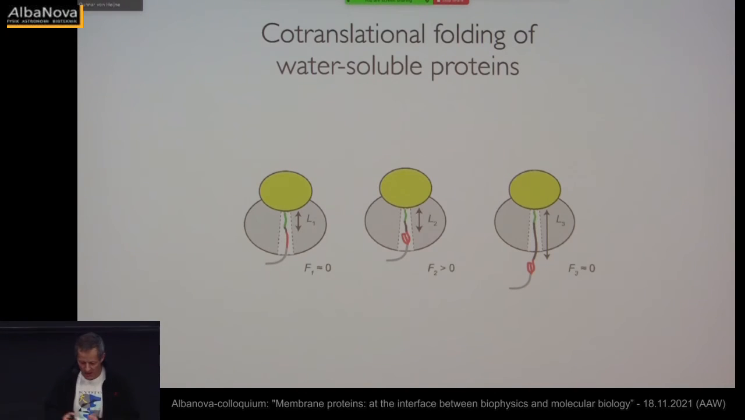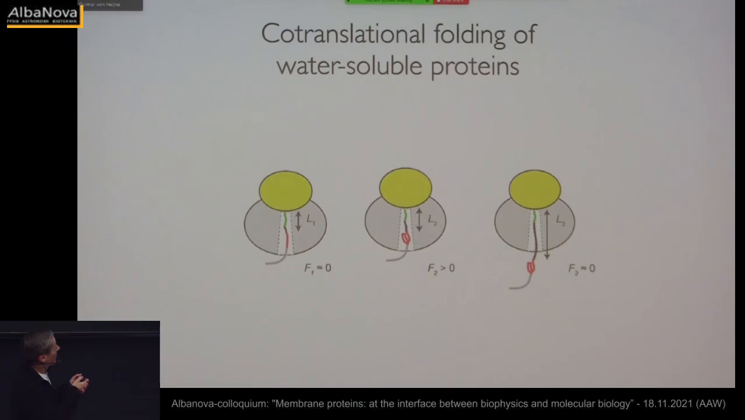So I'll show you two examples to finish off, where we use this assay in two different contexts. The very first thing we tried was to look not at a membrane protein, but at the production of a water-soluble protein. The idea was that if we have a small enough water-soluble protein, it might be able to fold already inside the tunnel of the ribosome. From the structures, it looked like there would be enough space, especially in the lower part of the tunnel, for small proteins to start to fold.